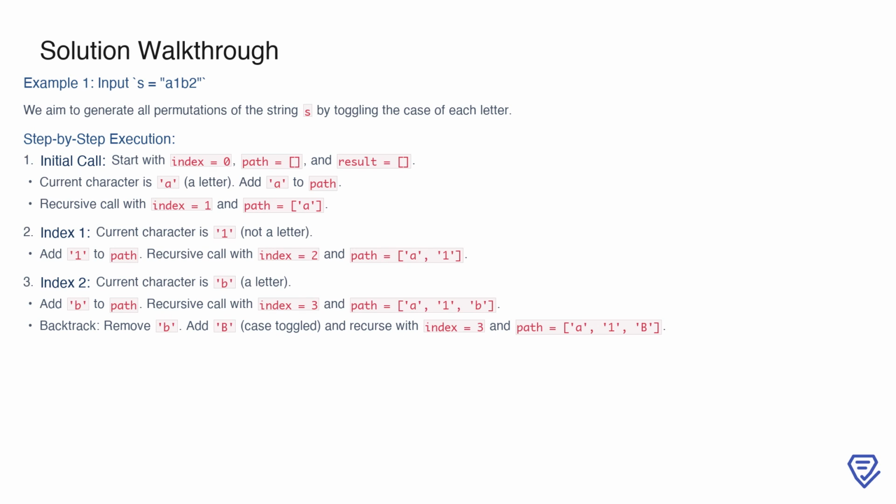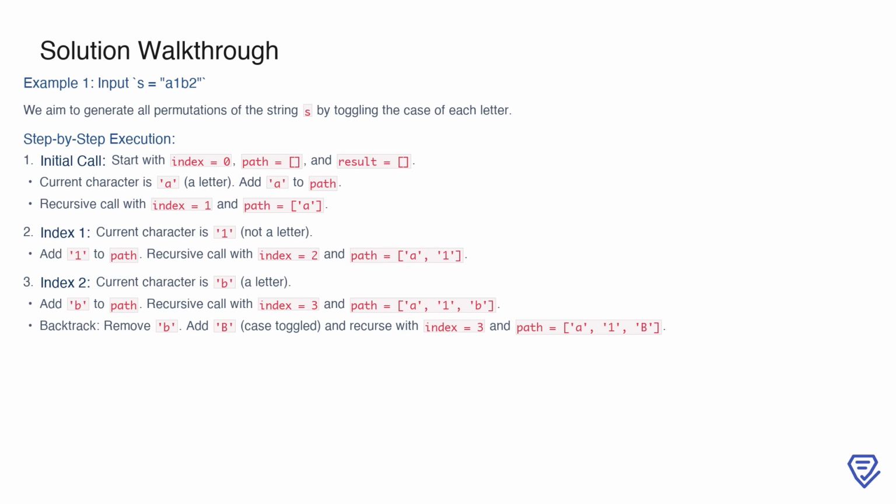At index 0, the current character is a, which is a letter. We add it to the path and make a recursive call with the updated index and path. Moving to index 1, the character is 1, which is not a letter, so we add 1 directly to the path and recurse again with the updated state. At index 2, the character is b, another letter. Here, we add b to the path and make a recursive call.